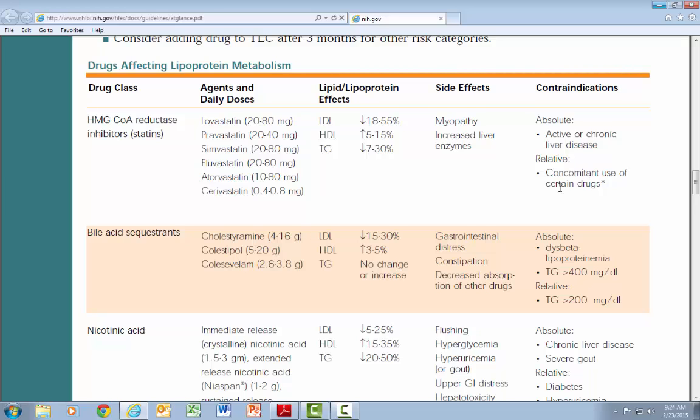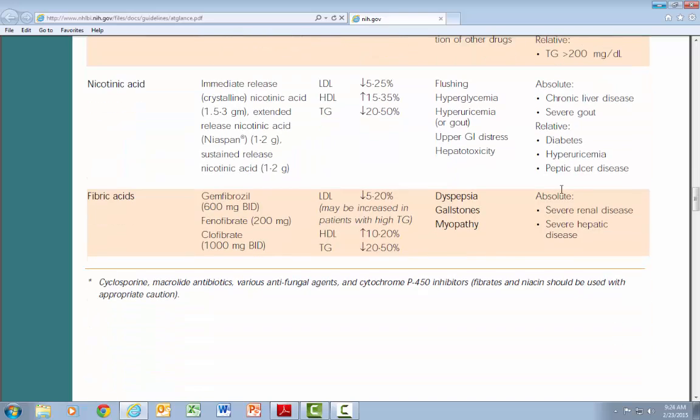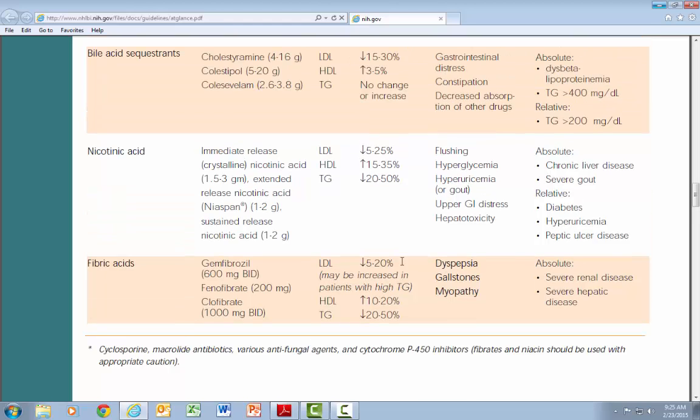And of course, a relative contraindication would be putting the patient on a statin, knowing that this patient is already taking a medication that might increase the risk of liver failure. Such as, for example, any type of antifungal medication that would increase the liver enzymes. If, for example, you take cyclosporine or any macrolide antibiotic or any medication that will be an inhibitor of cytochrome P450, including antifungal medications.